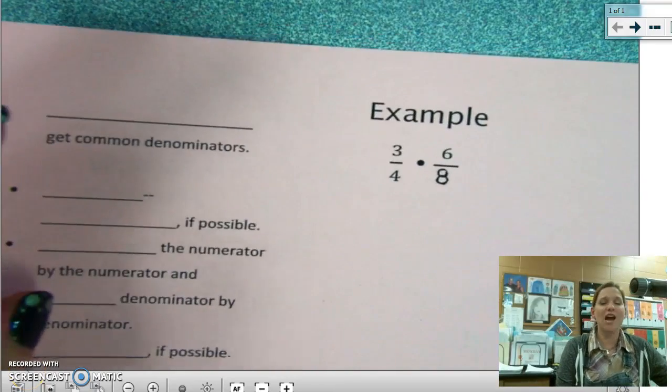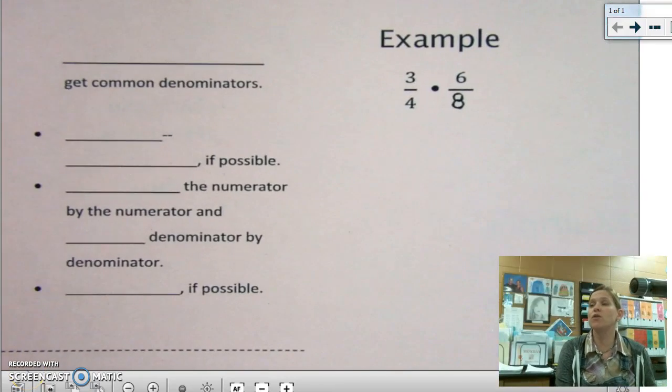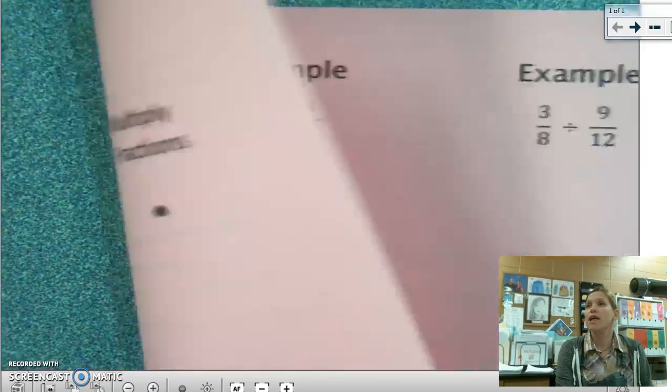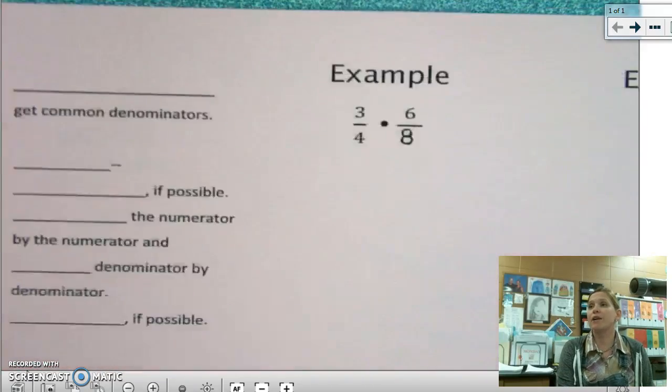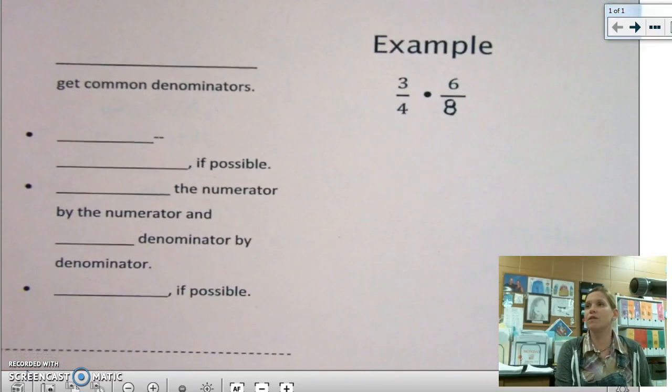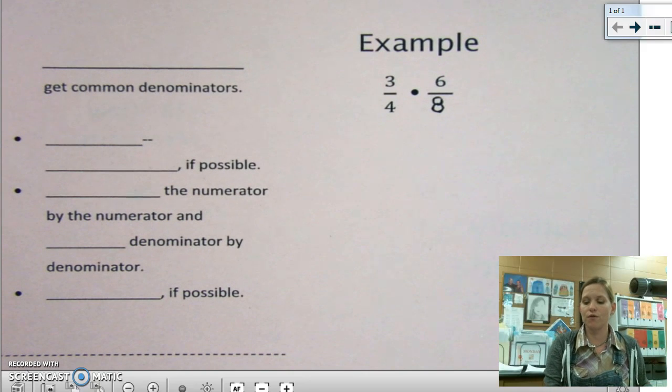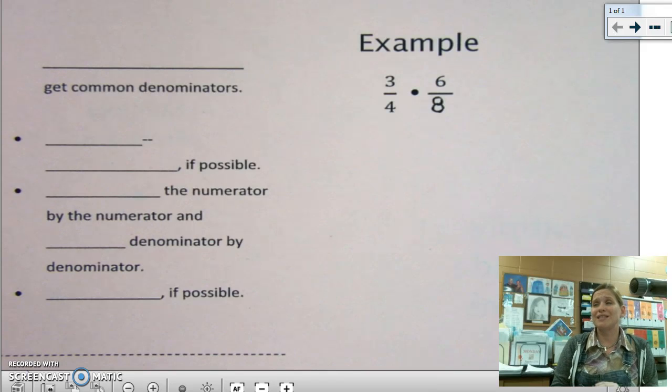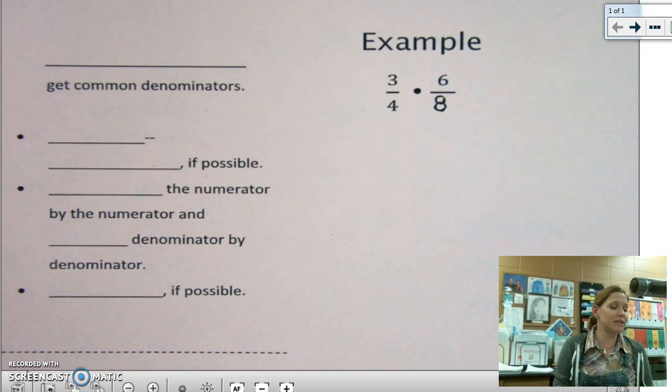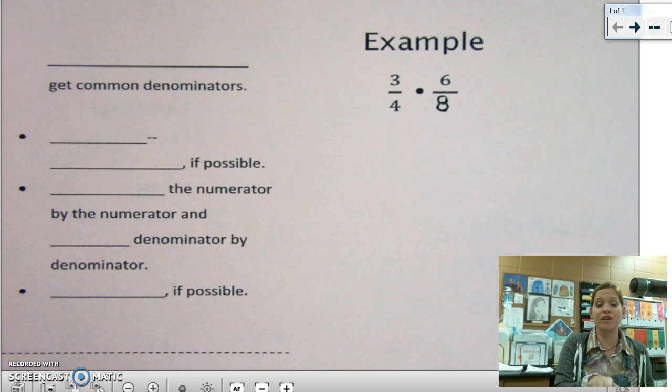Hi guys, we are doing our very last review of fractions in our notes. We're doing multiplying of fractions, so we're going to flip over to the inside front cover of your foldable and let's get started. I think multiplying fractions is so much easier than adding and subtracting, so this should not take long at all. It's my favorite.